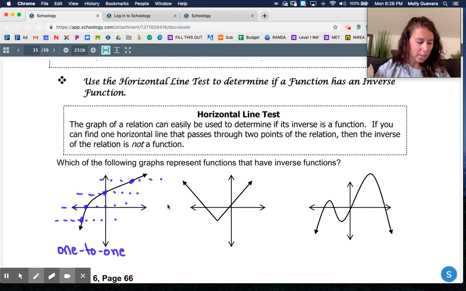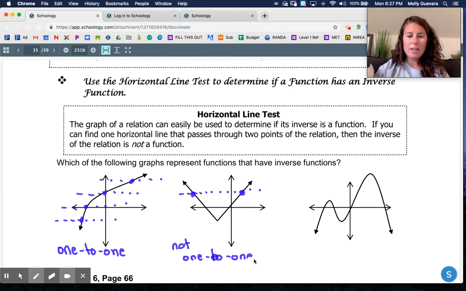Here, if I draw any horizontal line, you see how it touches the graph in two spots? This means that this is not one-to-one. This graph does not have an inverse. Same thing here, I touched the graph four times: 1, 2, 3, 4. So this is also not one-to-one.